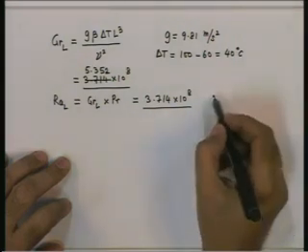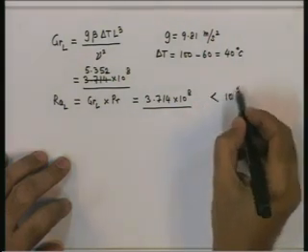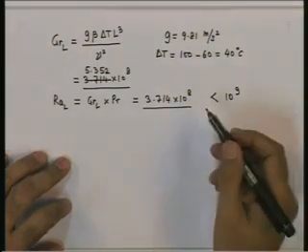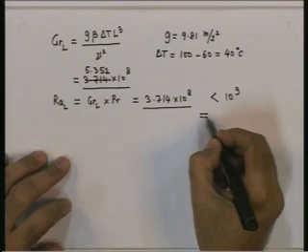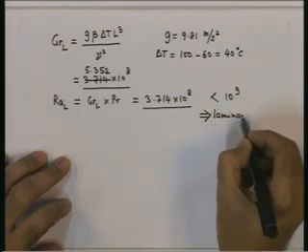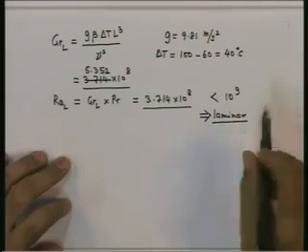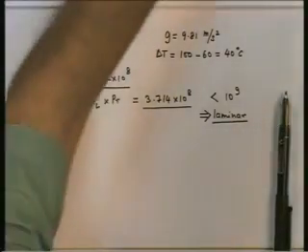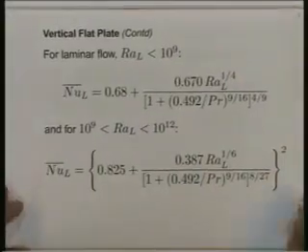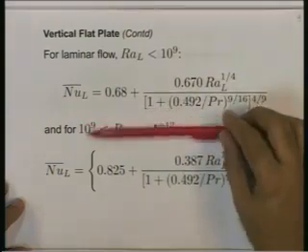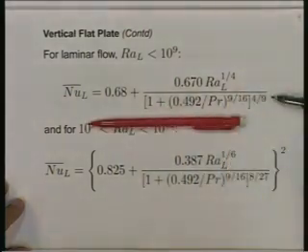Now this Rayleigh number is less than 10 raised to 9. That means, according to the Churchill and Chu correlation, this implies laminar flow. And we have to use the first of the two Churchill-Chu relations. RaL is less than 10 raised to 9. So we will be using this particular correlation.